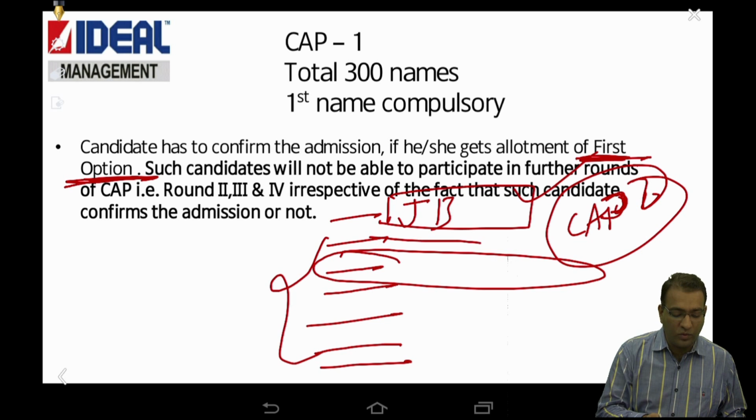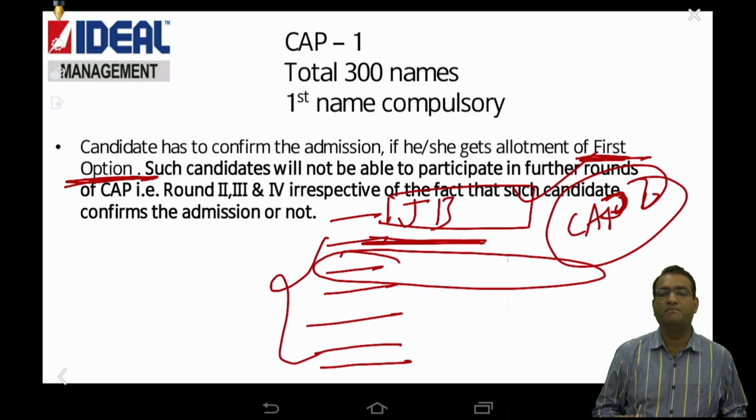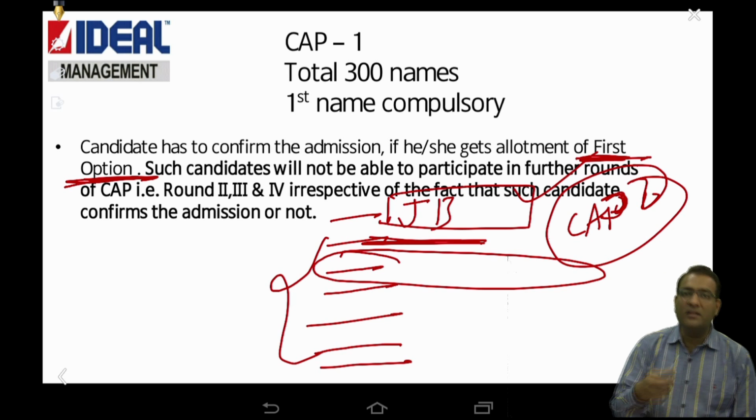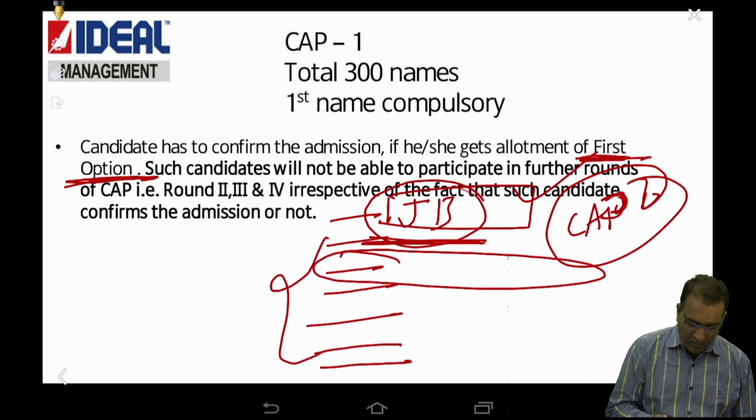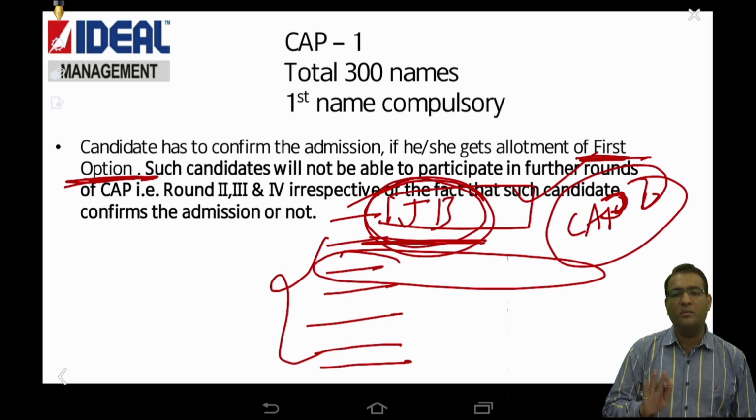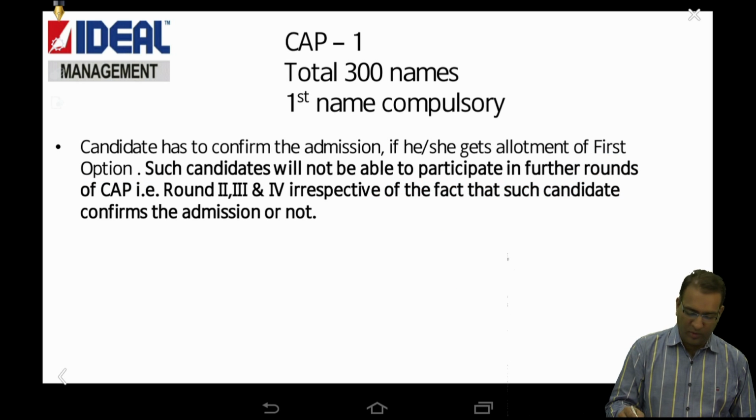But if you get into the first option which you yourself have mentioned, you have to go and take admission there. There are options, there are slide, float and other things. We'll discuss on that. But as far as whether you take admission or not, you are debarred from round 2, round 3 or round 4. I hope you are able to understand this.